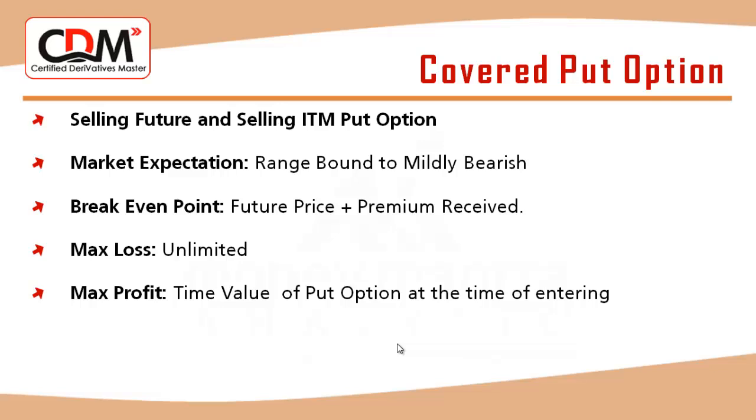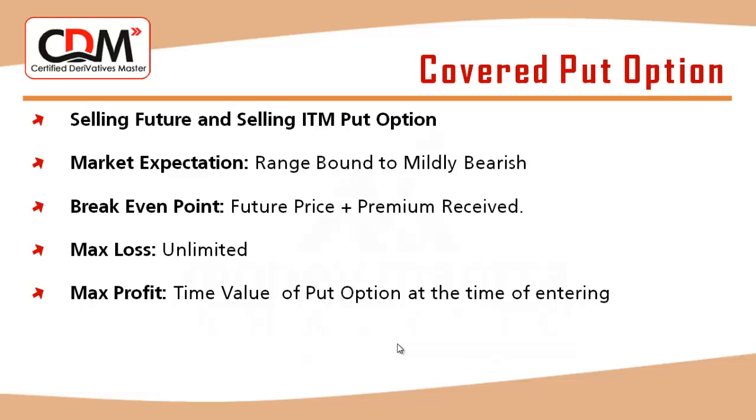Now the next strategy is the covered put option. A covered put option is selling future and selling an ITM put option. Now this is used when the market is trading in a range, or when the market is trading slightly, mildly bearish. The break-even point can be achieved by future price plus the premium received. The maximum loss would be unlimited, and the maximum profit in this scenario will be the time value of the put option at the time of entry.